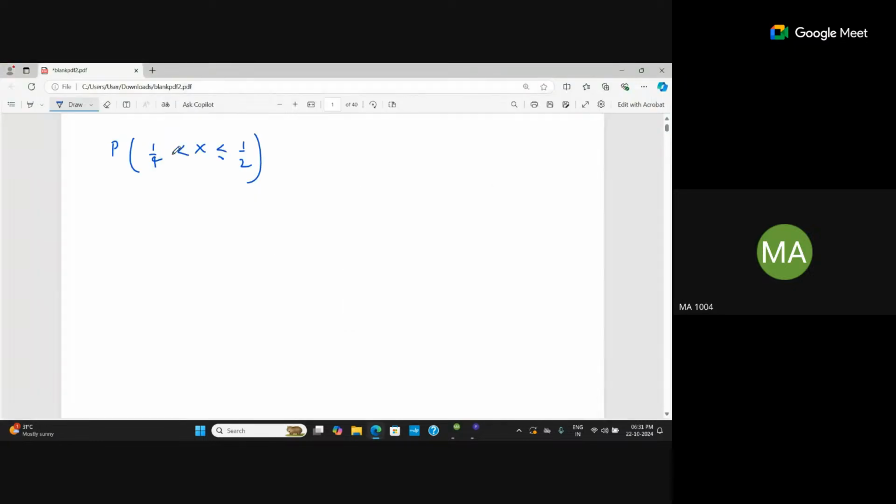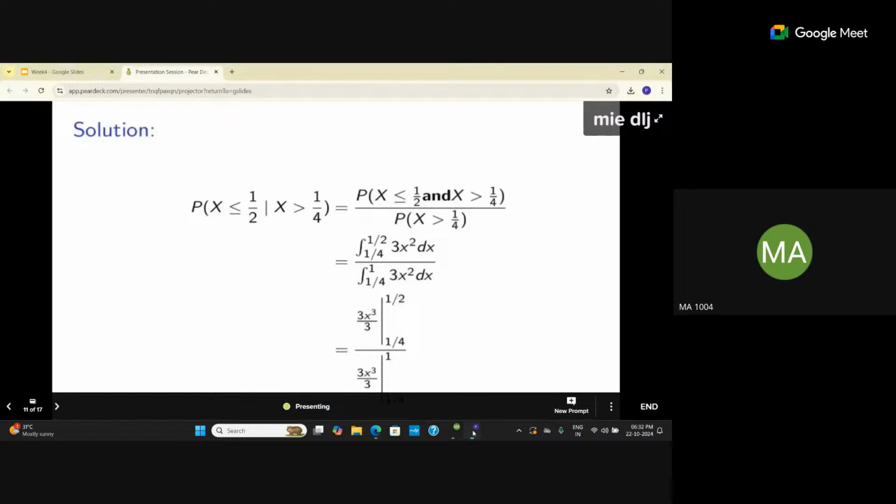So we can write the numerator part like this. Now what you have to do, you have to integrate. Lower limit will be 1 by 4, upper limit will be 1 by 2, f(x) dx, right? And what is your f(x)? It is 3x square, right? So f(x) is 3x square. Now it's clear.